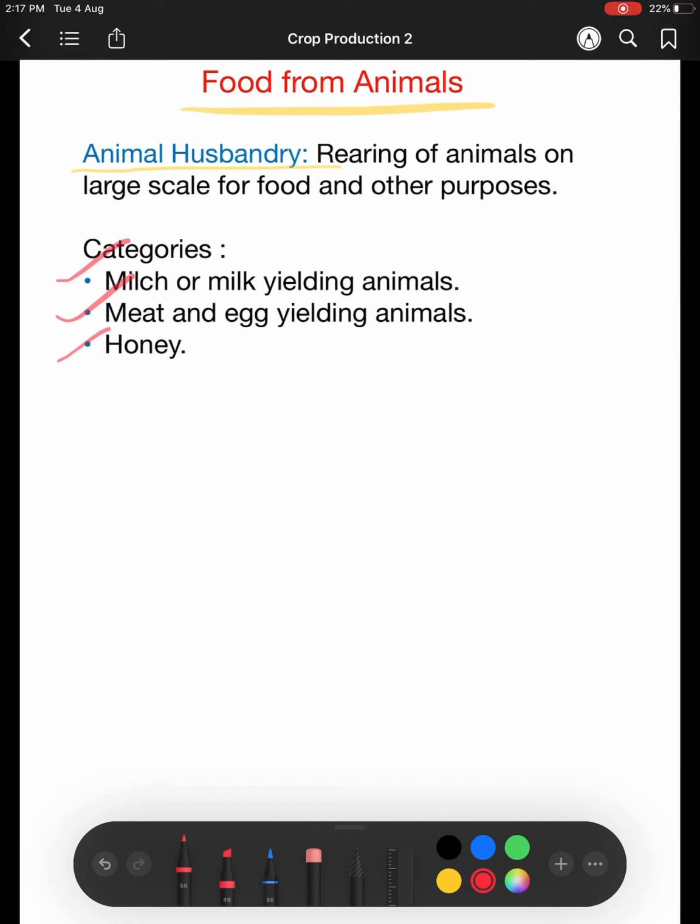So first we start with the milk or milk yielding animals. Cow, buffalo, goat and camel are milk producing animals. Milk is used to prepare butter, ghee, curd and cheese. Next category is meat and egg yielding animals. Chicken, duck and turkey give both meat and egg. Some water animals such as fish, shrimps, prawns and lobster provide meat.